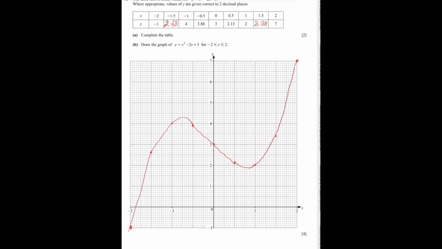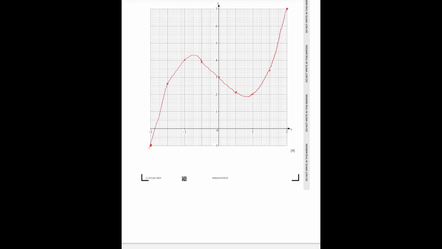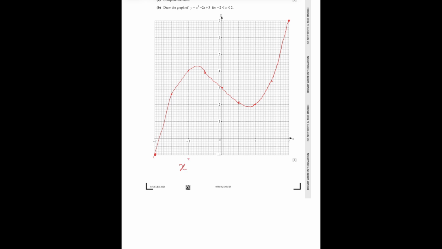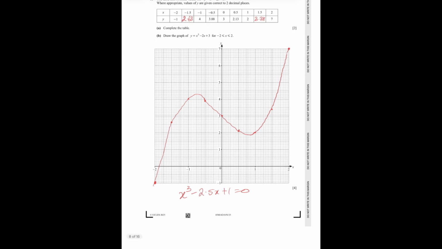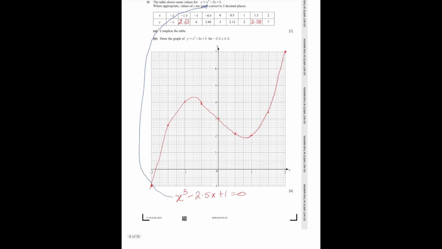Now the next part of the question says, by drawing a suitable line, solve x cubed minus 2.5x plus 1. So x cubed minus 2.5x plus 1 equal to 0. We need to draw a line on this curve that's used to solve this equation. How do I teach this? You need to make this equation look like this. That is the plan.